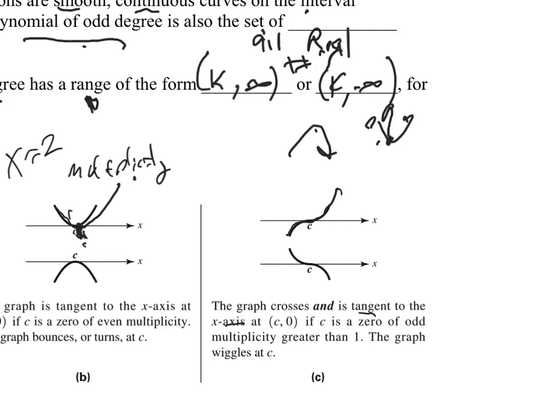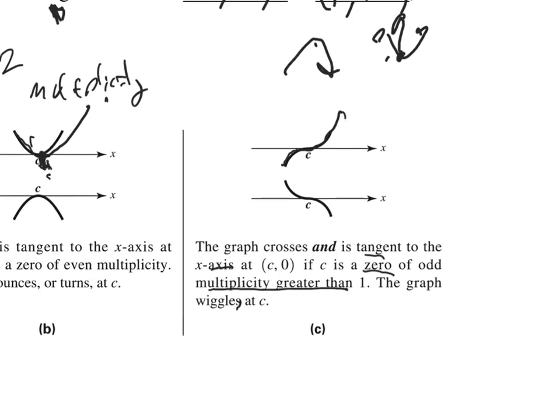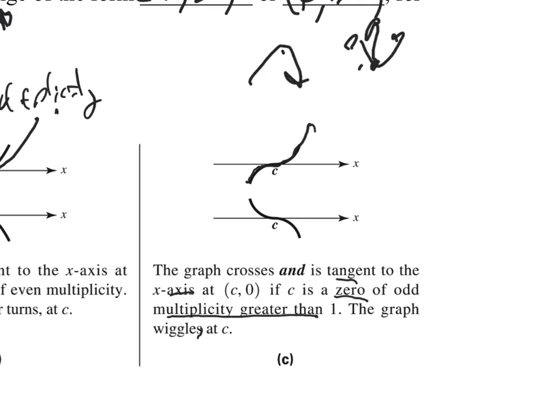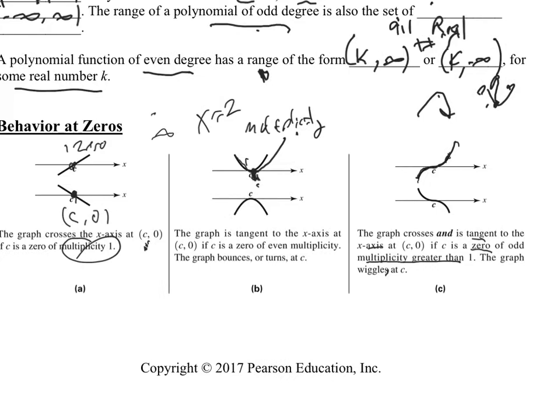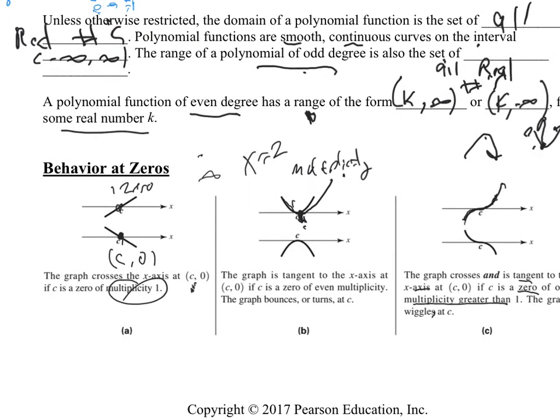So what can happen here at C0? If C is a 0 of an odd multiplicity greater than 1, the graph wiggles at C. Is that what he wrote? Wiggles? I've never used that thought. If it was an odd multiplicity, like 3, 5, 7, that one I've never asked anybody for.